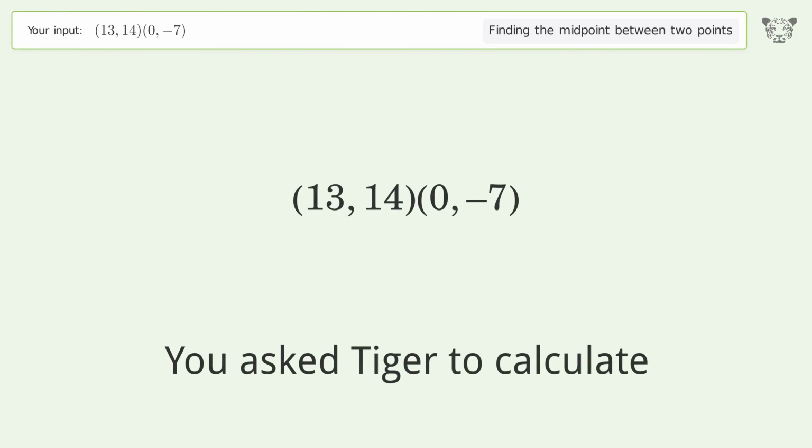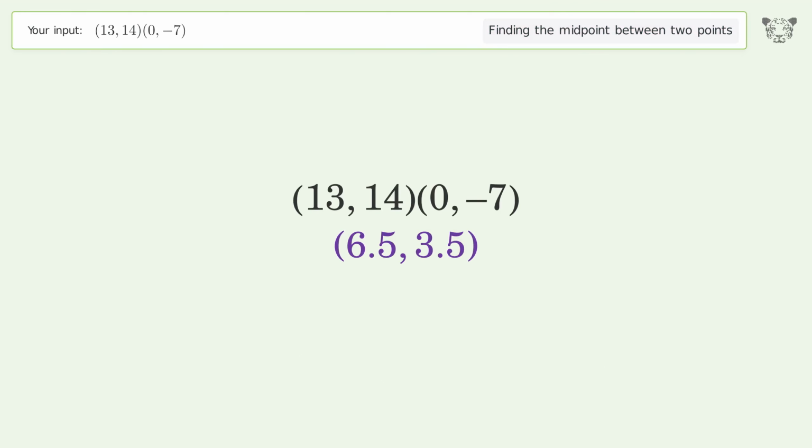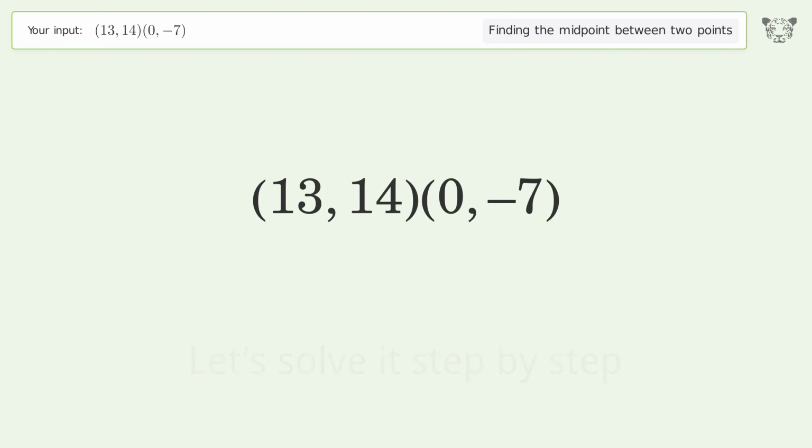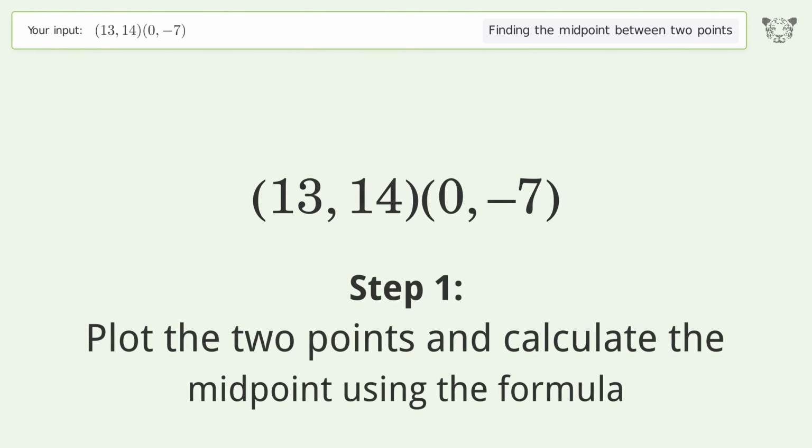You ask Tiger to calculate. This deals with finding the midpoint between 2 points. The midpoint between the 2 points is 6.5, 3.5. Let's solve it step by step. Plot the 2 points and calculate the midpoint using the formula.